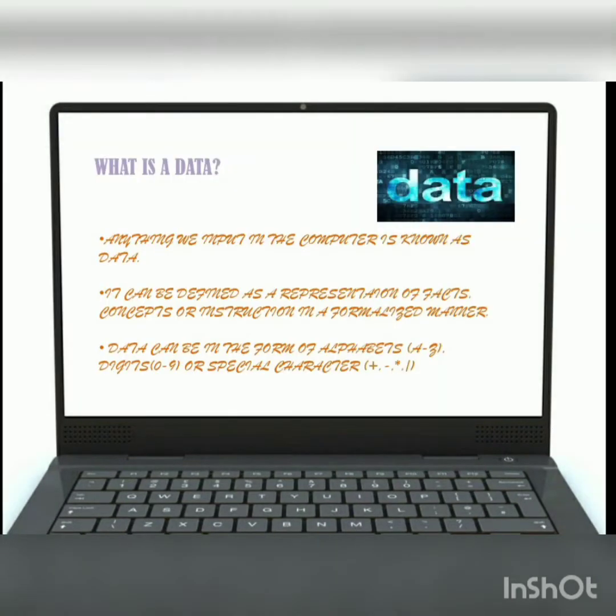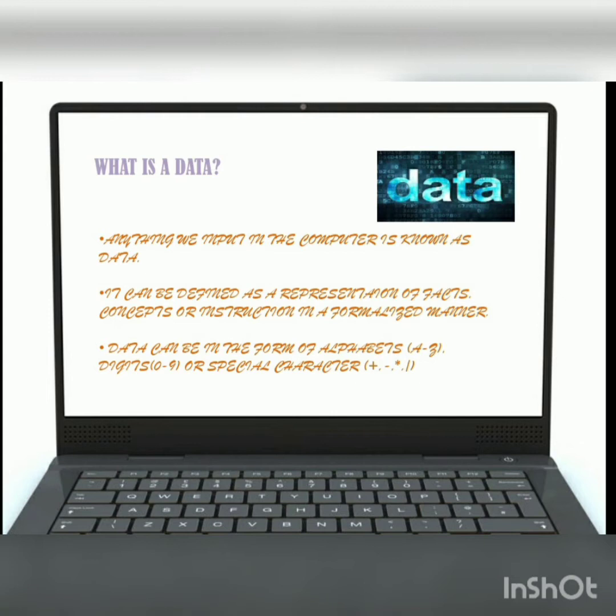So let's move forward to the next topic, that is what is data. In general, kids, anything we input in the computer is known as data. It can also be defined as a representation of facts, concepts or instructions in a formalized manner. You can say that if we feed 1 plus 1, that 1 plus 1 is the raw data and instruction for the computer.